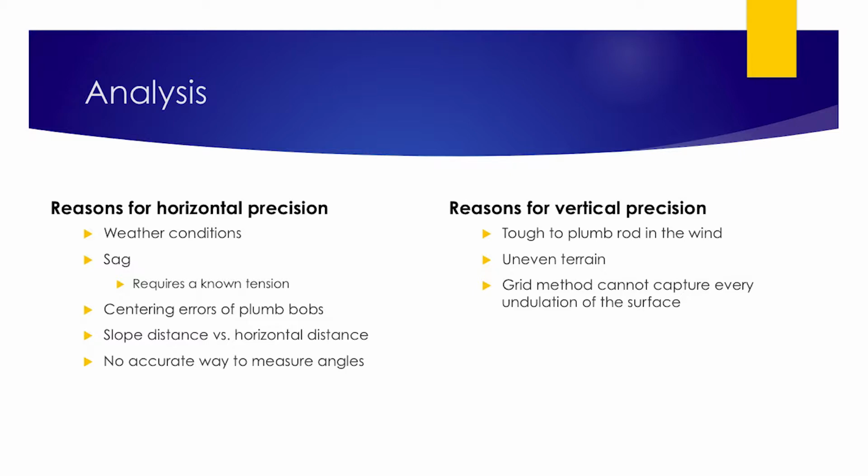For our vertical precision, with that wind blowing as hard as it was, that rod was almost impossible to keep perfectly perpendicular with the ground. When you had more than one section up, it would start to bend with the wind a little bit. Just the uneven terrain also made it a little bit difficult to keep it centered. And our grid method, it can't capture every undulation of the surface.